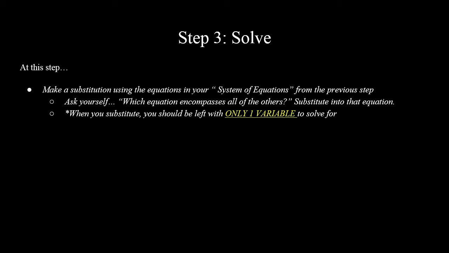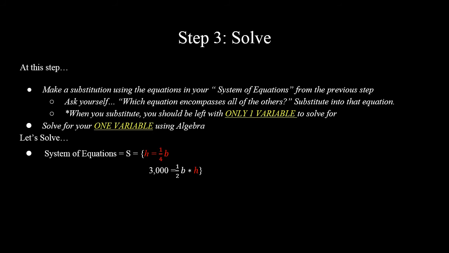So how do you figure that out? Well, you ask yourself which one of these equations encompasses all of the others, all the things that I've built here. So which equation encompasses all of my variables and my constants? That's the key here. That's the one we're going to substitute into. Because really what we're trying to do is get ourselves one variable to solve for. We can use algebra to solve for one variable, but we can't really solve an equation for 2 or 3 or 4 variables. We have to just get it down to 1. So let's take a look.